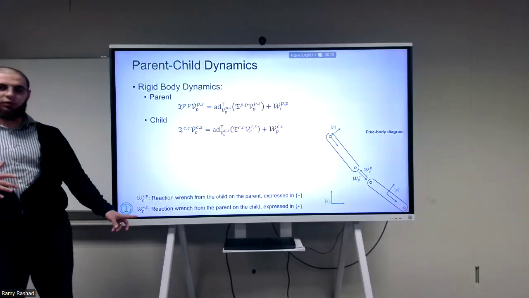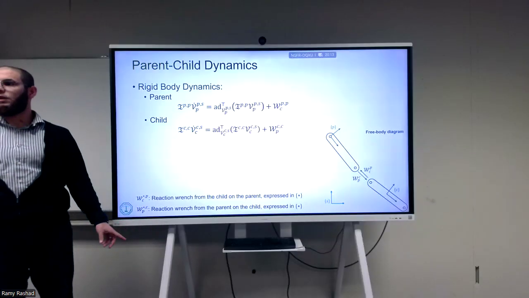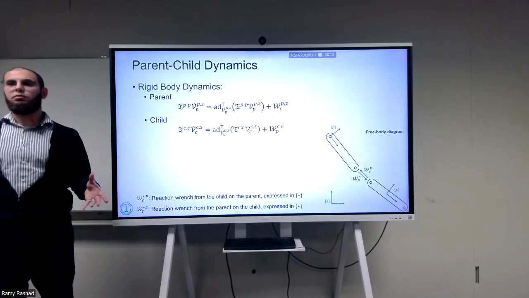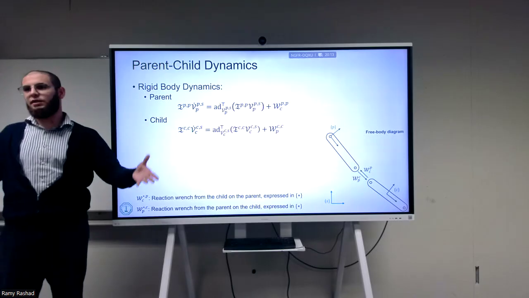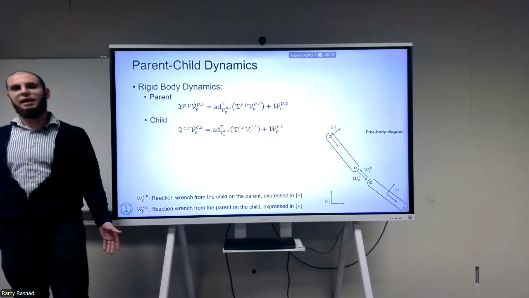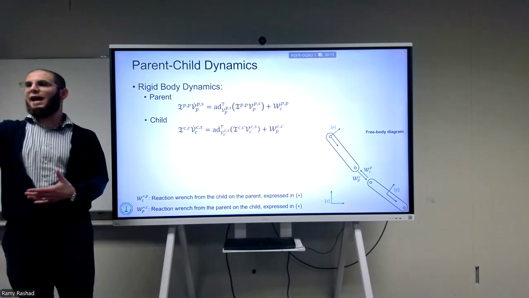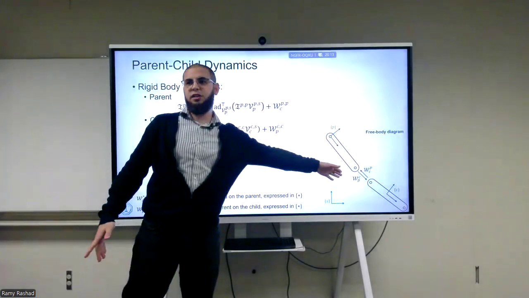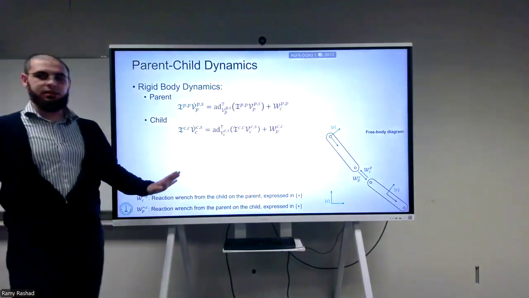What's the relation between these two? Equality with a minus sign. What is this called? Who discovered this? Newton's third law, exactly. Newton's third law is that for every action, there's an opposite and equal reaction. That's it. But just written in wrenches. Make sense?